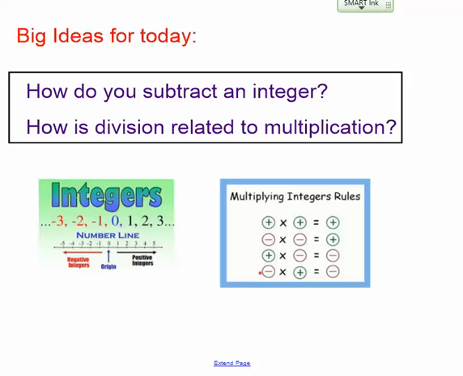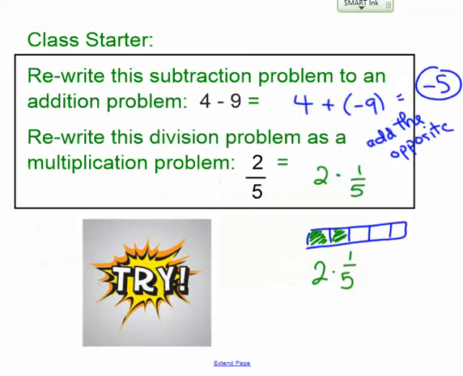All right, so the big ideas for today in the first lesson, but the second half of it is all about using algebra to generalize patterns. So we started off with these ideas of how do you subtract an integer and how is division related to multiplication. So the big relationship between addition and subtraction for integers is that 4 minus 9 is the same exact thing as 4 plus negative 9. So in general, to subtract an integer, you add the opposite.